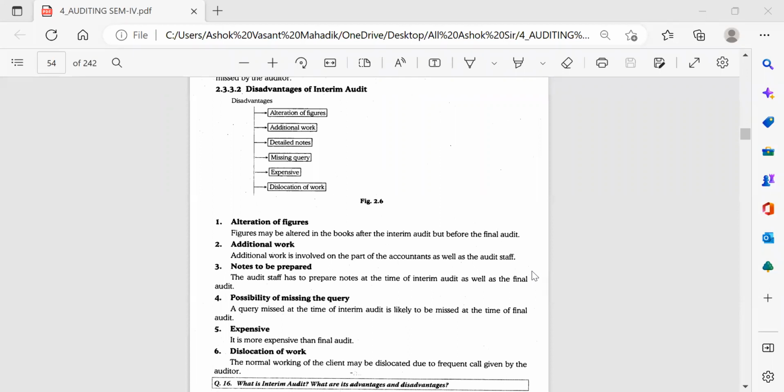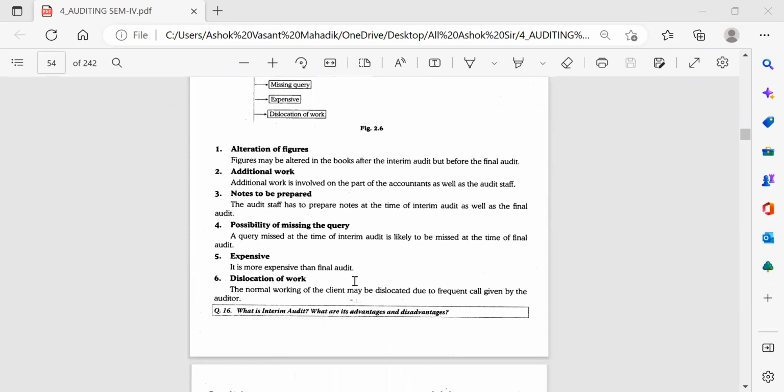Additional work. This is additional work because in final audit you do the audit at a stretch, but here you have to do the same work twice. Notes to be prepared. Since we are not completing the work in one stretch, you have to maintain a record of what is done, and what problems were faced during the six months, and these will be useful while conducting final audit. So audit staff has to maintain proper notes of what work is done, what the problems were, and what explanation was given by the office staff.